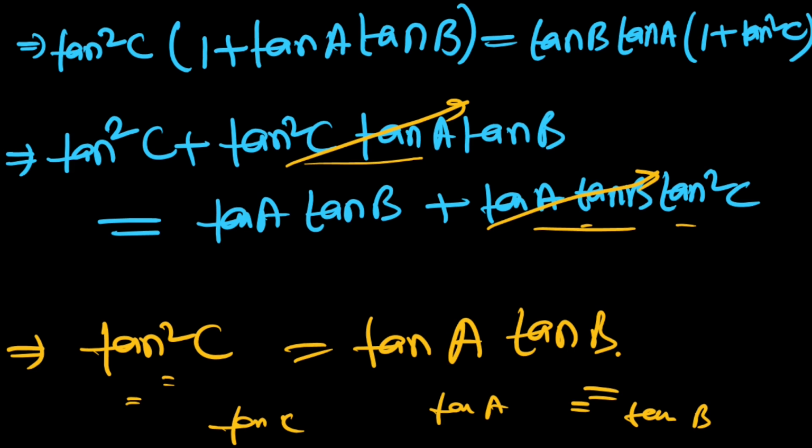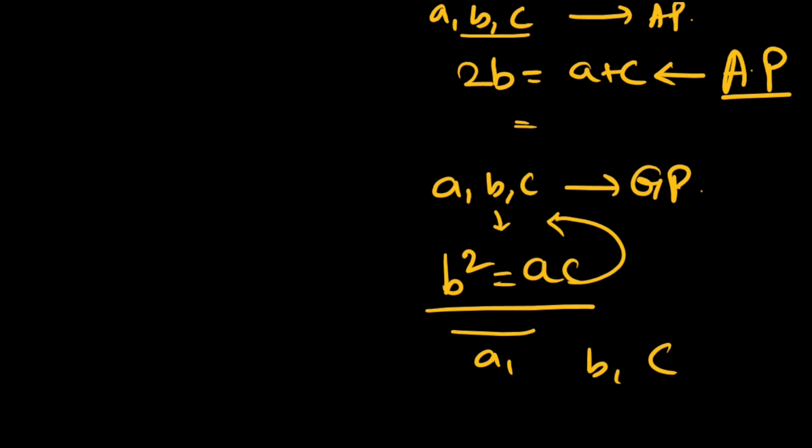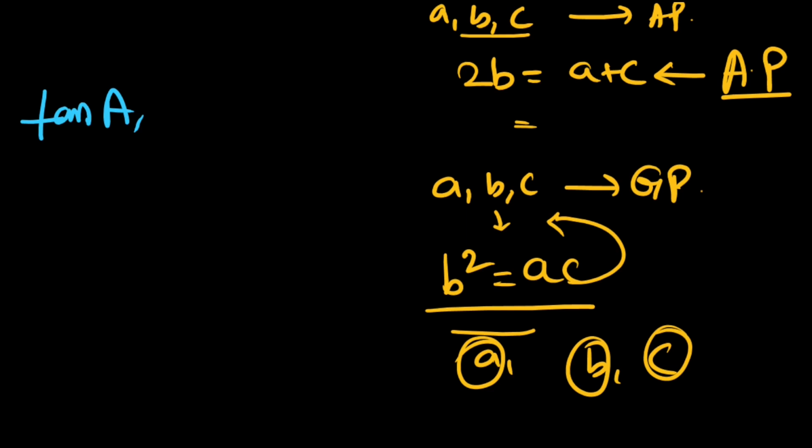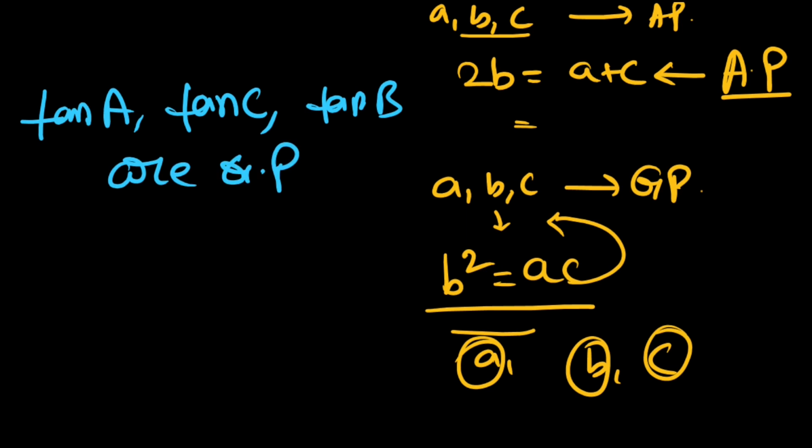So we arrange it this way: a, b and c. b is the second term, a is the first term, c is the last term. So we see that our relation is this. b square means the second term, so tan square c is the middle term and tan a and tan b are the first and last terms. Therefore tan a, tan c and tan b are in GP. So we see the third option: tan a, tan c and tan b are in GP.